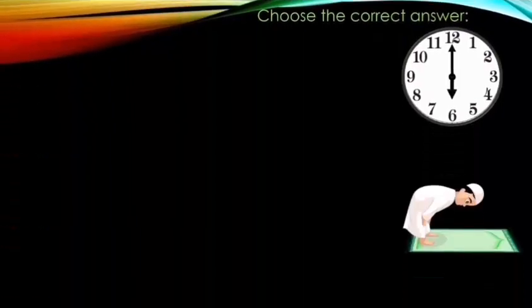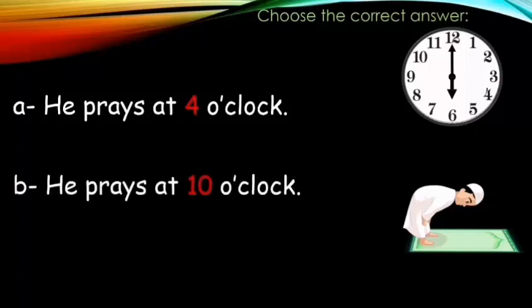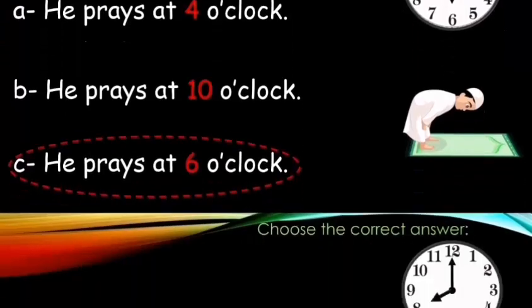Okay, here we are going to choose the correct answer. He prays at 4 o'clock. He prays at 10 o'clock. He prays at 6 o'clock. So the correct answer will be he prays at 6 o'clock. Yes, that's right.